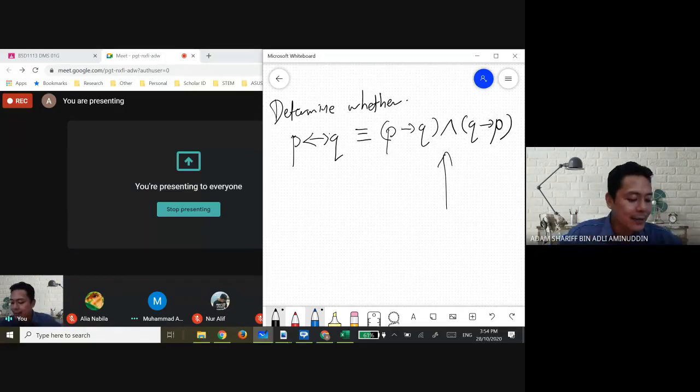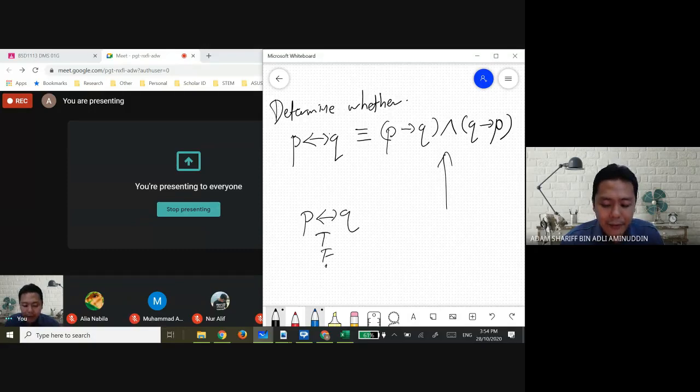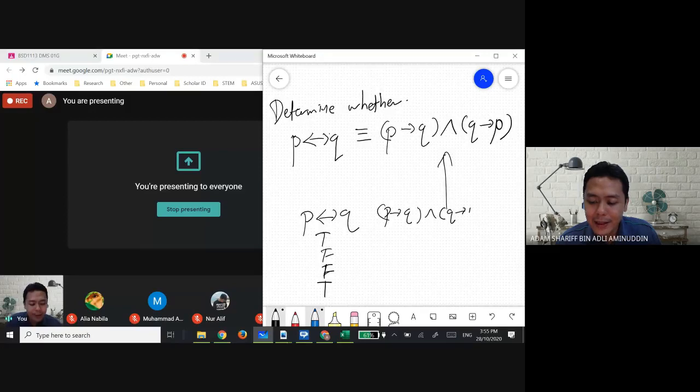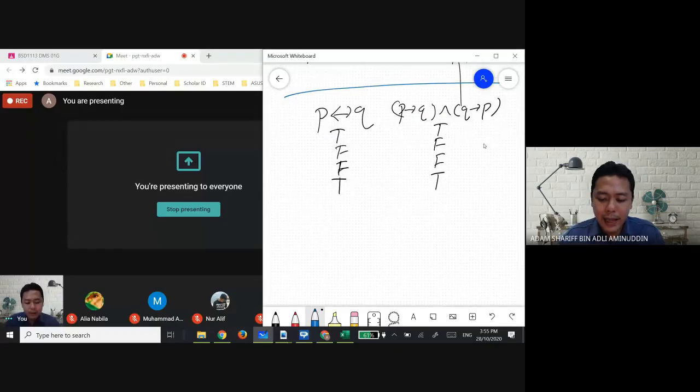Okay, saya shortcut. Saya tulis jawapan Nick ni. Alright. I will only put the last one. P implies Q dia tulis T F F T. And this one, P implies Q and Q implies P, adalah T F F T. Okay, this is what she wrote. At the end, directly conclusion. Soalan saya, adakah dia logically equivalent?